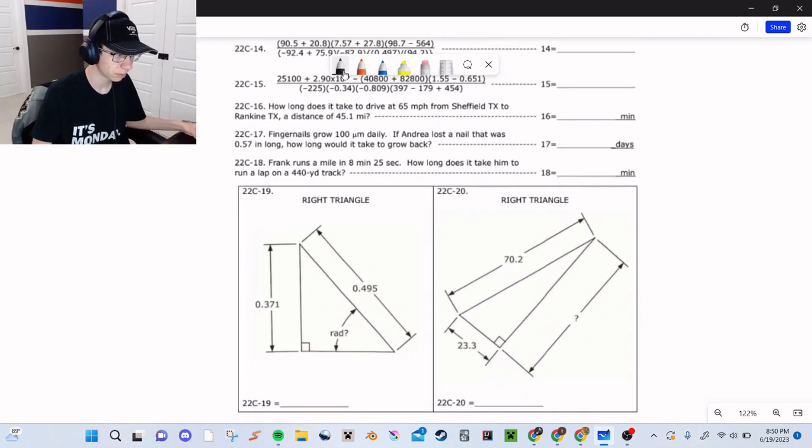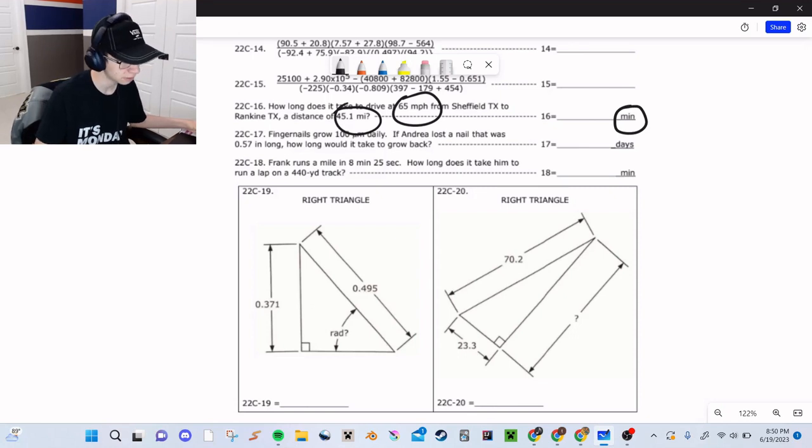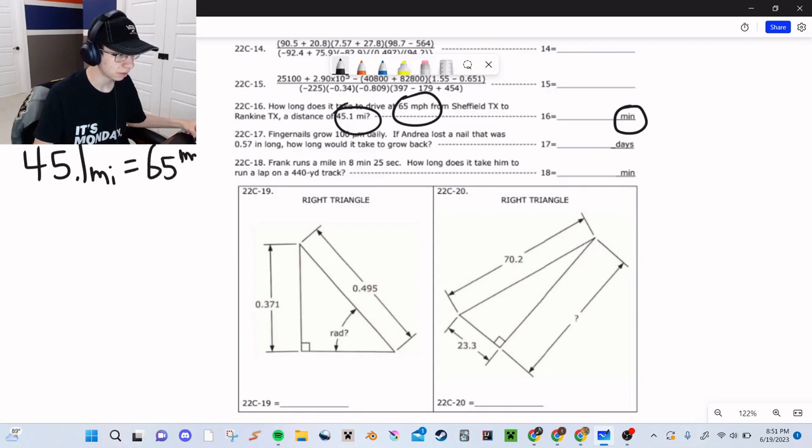Page 2, we're on number 16. How long does it take to drive at 65 miles per hour a distance of 45.1 miles, and we want our answer in minutes. The formula to know here is distance equals rate times time, right? So let's plug in our known values. Our distance here is 45.1 miles. That's equal to our rate of 65 miles per hour times time, and we can solve for how long that takes.